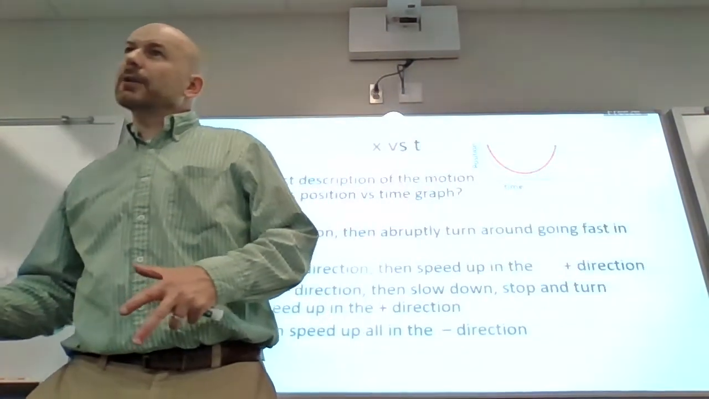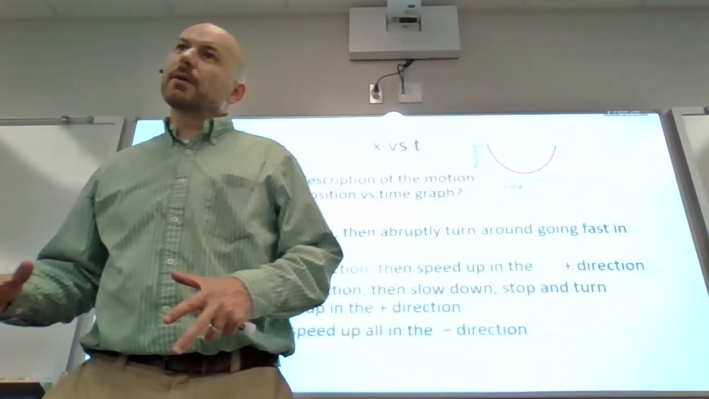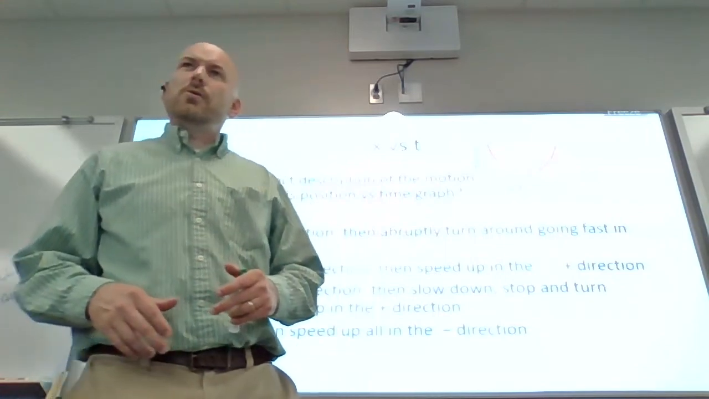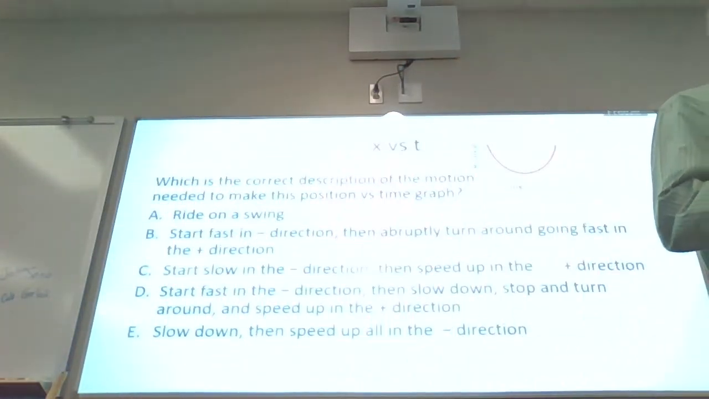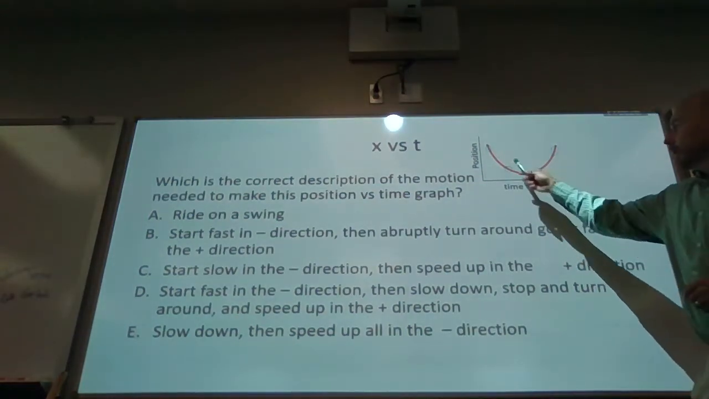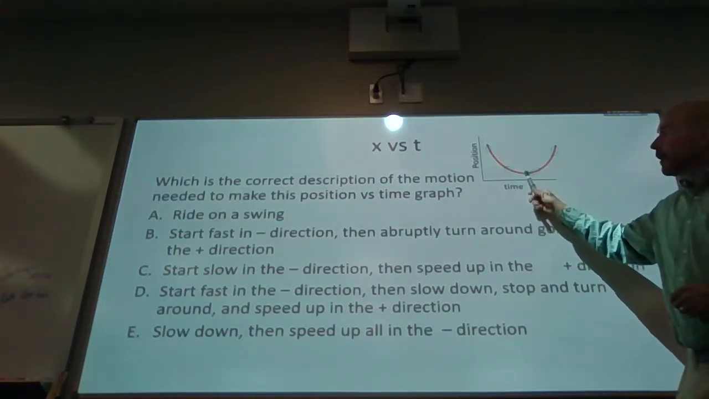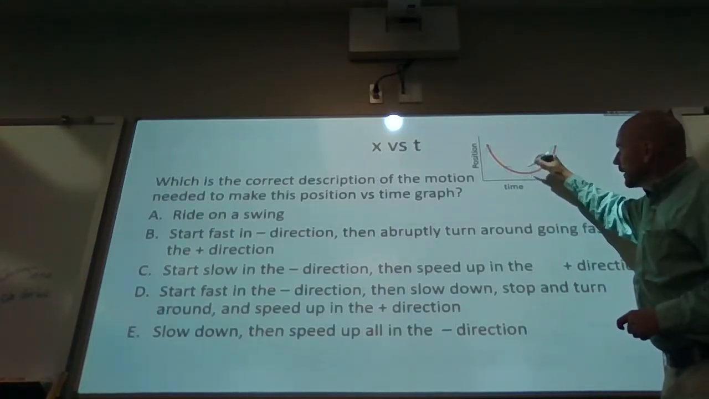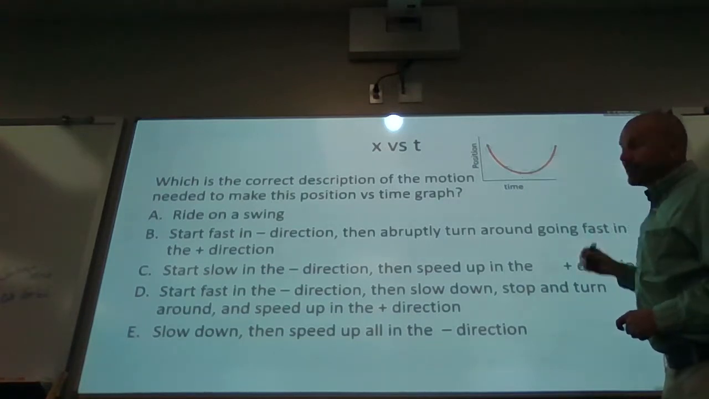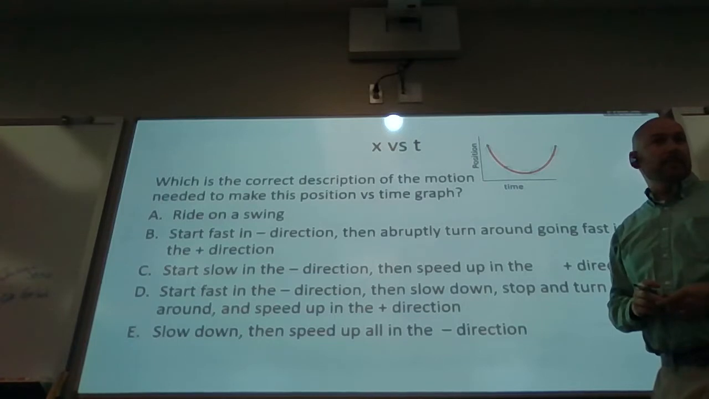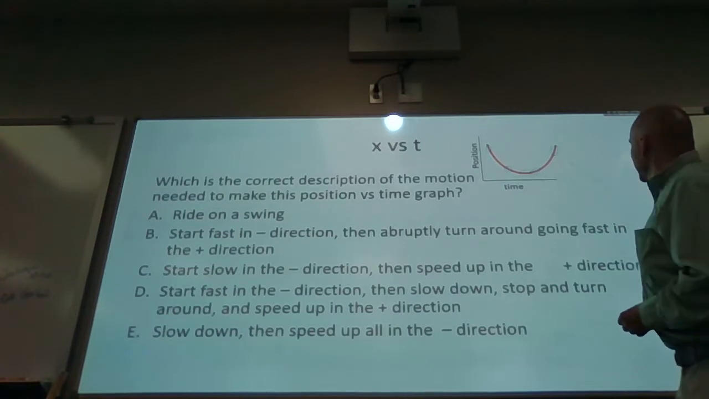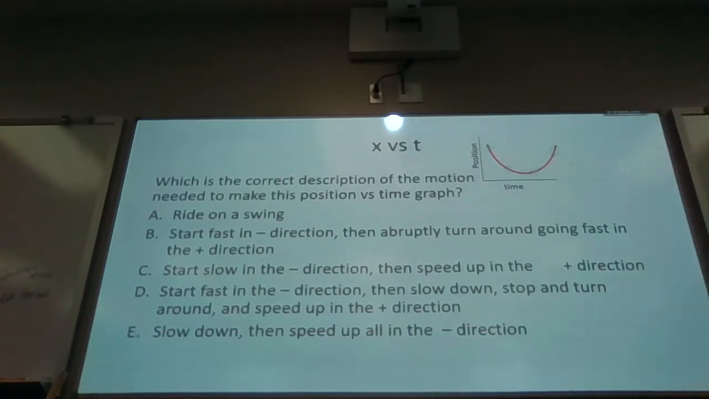At some point, you got to stop and turn around. That could happen quickly or slowly, but at some point, there's that turnaround. Where is the turnaround point? At the minimum, where the instantaneous slope or the tangent line is 0 right at that point. And then you speed back up. Okay? B would look something like that. Good there?